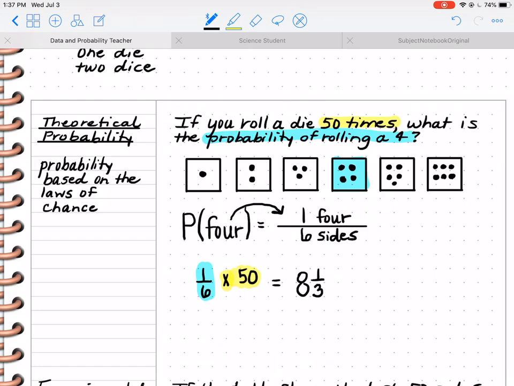Okay, so about 8 times I would expect a 4. And this is terrible grammar. I should say I would expect a 4 to turn up about 8 times. But since I'm already on this.